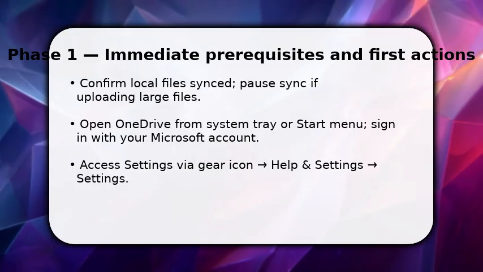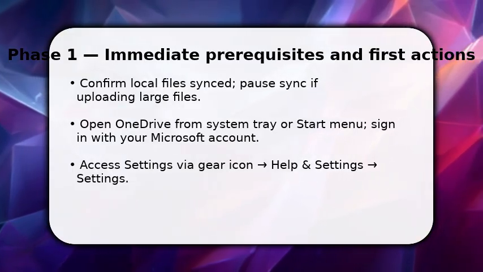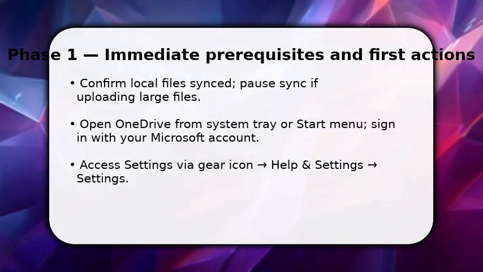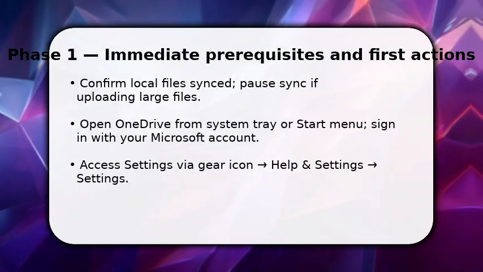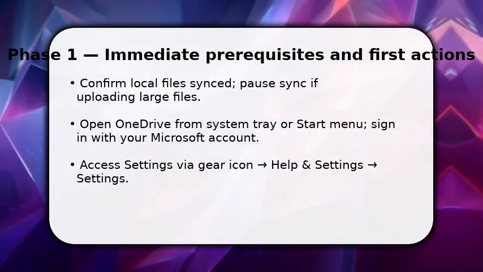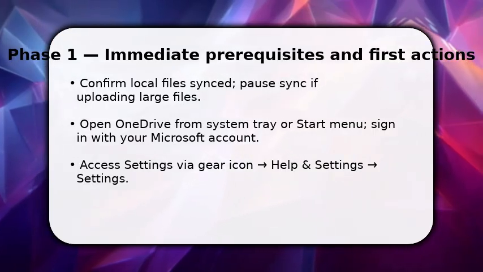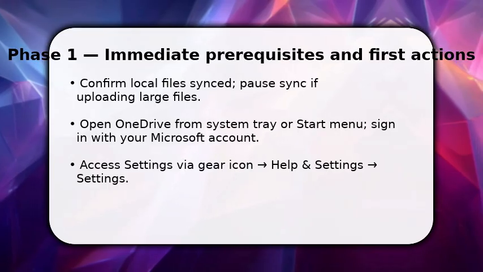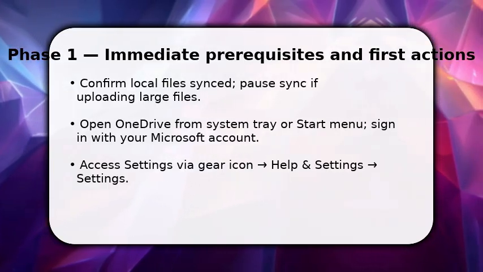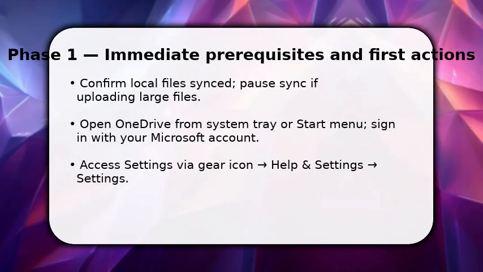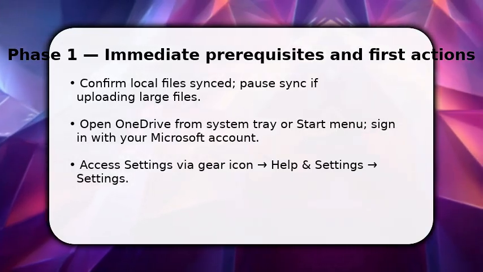You start by checking sync status so you don't lose work. Open OneDrive from the System tray or Start menu. Sign in if prompted. Once visible, click the gear icon and choose Settings. This gives you access to account controls and folder choices. Make sure to pause sync if transfers are active, because stopping OneDrive mid-upload can create conflicts.